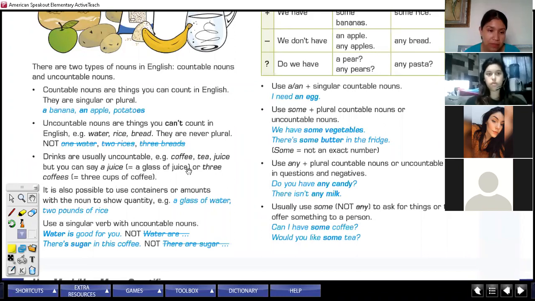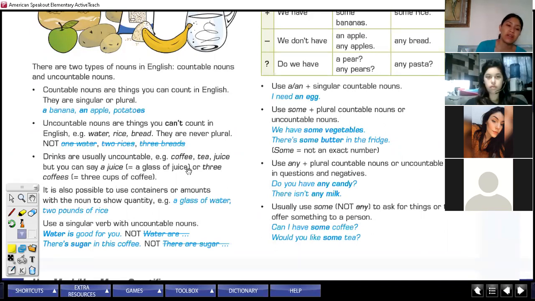It is also possible to use containers or amounts with a noun to show quantity. For example, a glass of water, 2 pounds of rice, a box of cereal, a can of mushrooms. I don't know. These are many things, right? That I cannot count, but I can count the container or the amount of it.